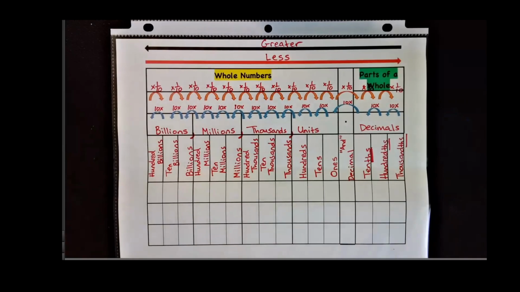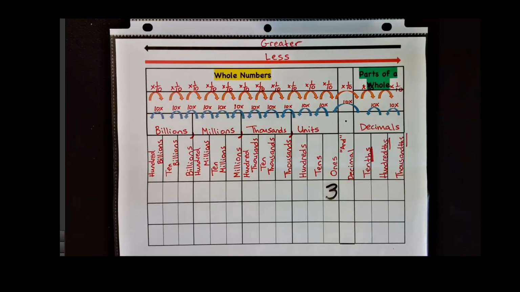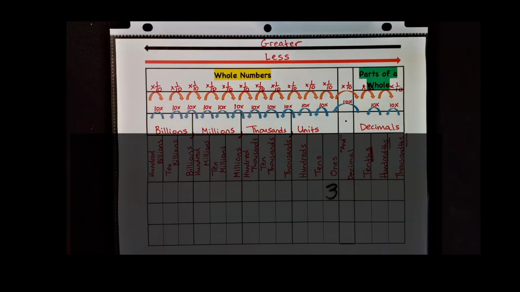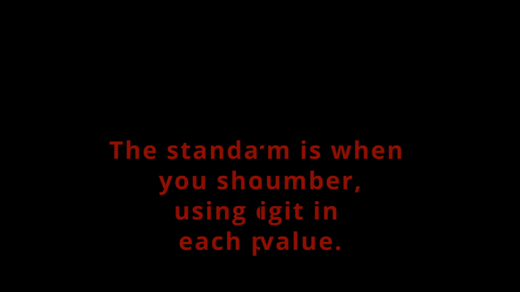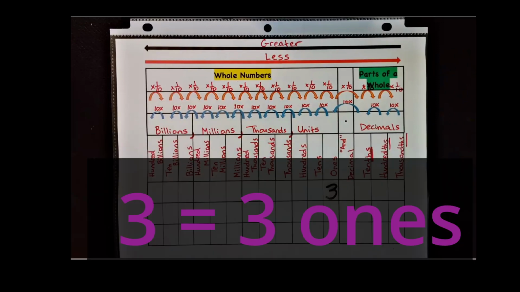I'm going to start with the number 3. On a place value chart, you can show it with the digit 3 in the ones place. The digit 3 is the standard form of this number. The standard form is when you show a number using 1 digit in each place value. Since I have 3 ones, that means 3 is equivalent to 3 ones. Equivalent means it is worth the same amount.